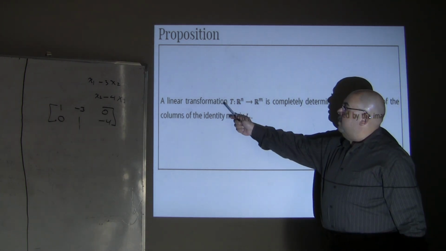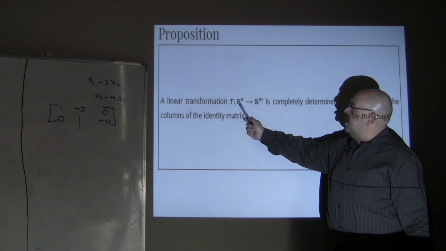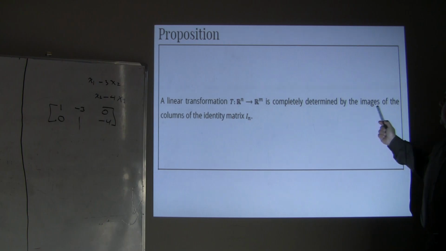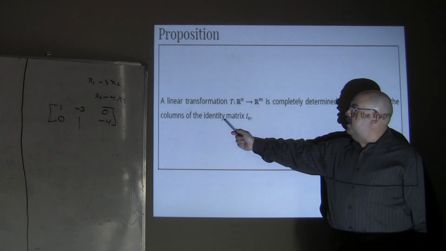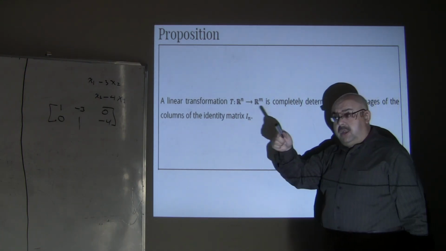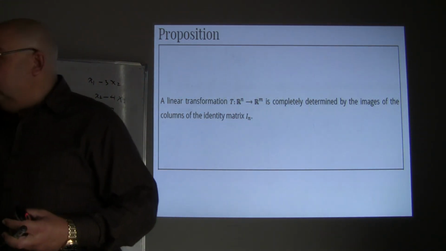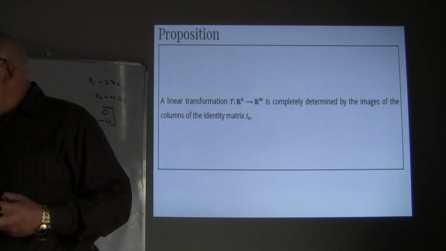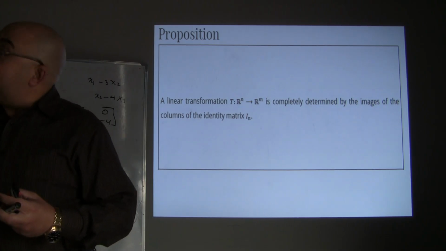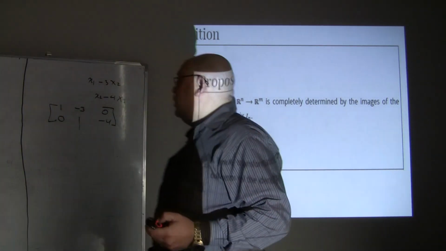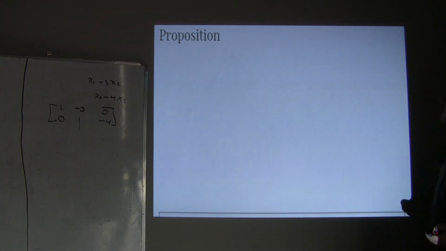I want you also to remember that T from R^n into R^m is completely determined by the images of the columns of the identity matrix. This is why, when we are trying to get the transformation matrix, we use the columns, the elements of the unit matrix, which are the canonical basis. Okay? (1, 0, 0), (0, 1, 0), and so on.